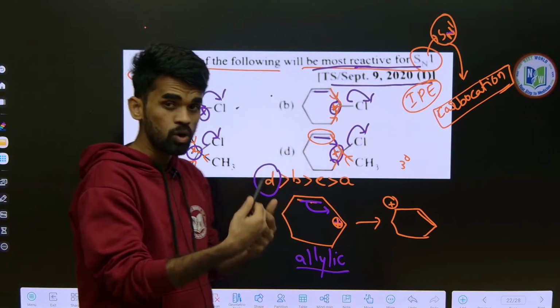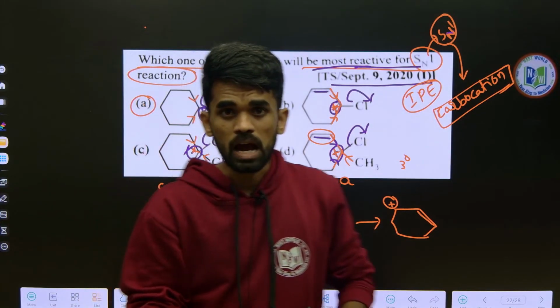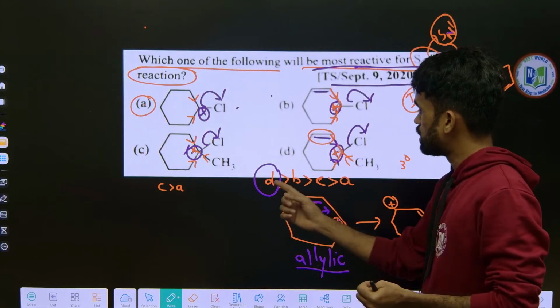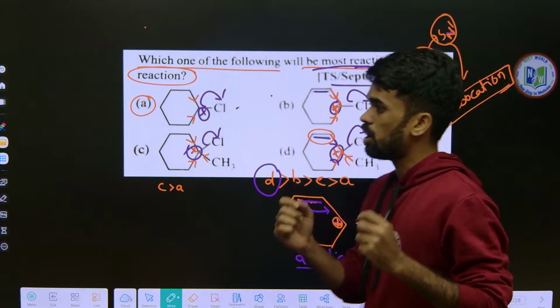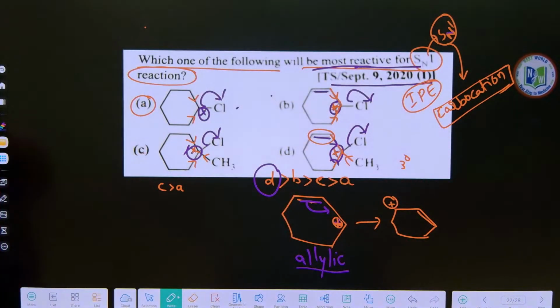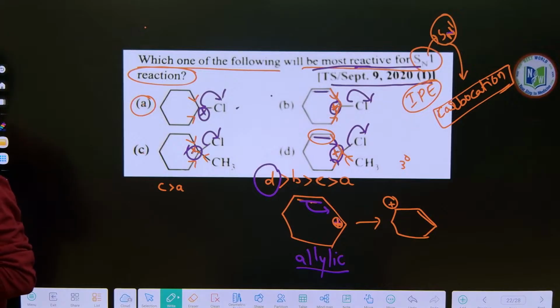And if I want to ask this in the next exam, I will be asking its order. So what will be the order? D, B, C, A will be the answer for this question. Okay, hope the discussion is clear. If the discussion is clear, just mention clear in the chat box.